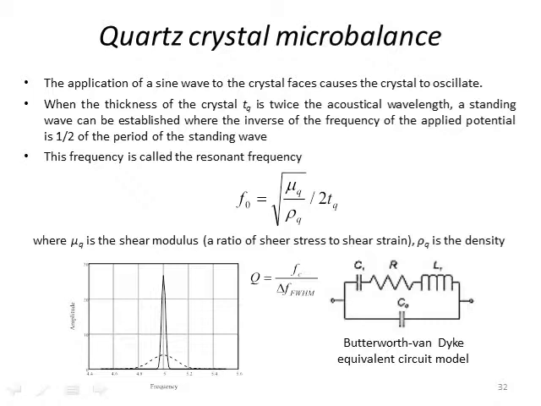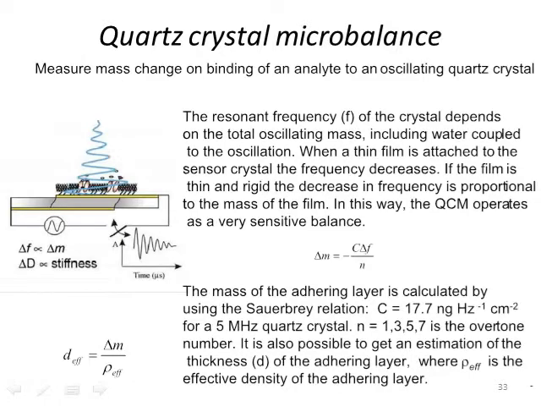And then for the circuit model, typically for a resonator, we have an RLC circuit, and then we have some parasitic capacitance in the system. And there will also be some parasitic resistance as well. But this Butterworth-Van Dyke equivalent model works quite well for these quartz crystal microbalances.